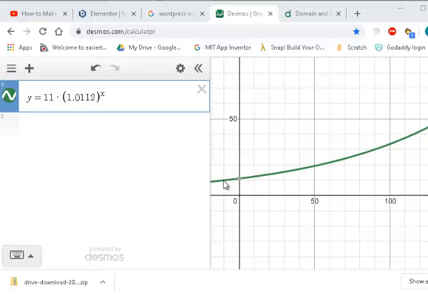And also, the graph never touches the x-axis, so this means that there is no x-intercept, and the y-intercept is 11, or 11 million, and the graph is an exponential growth.